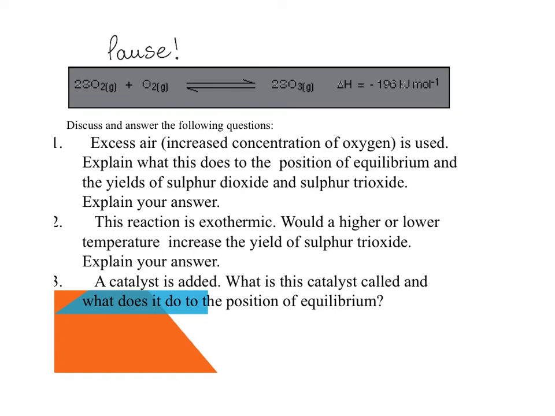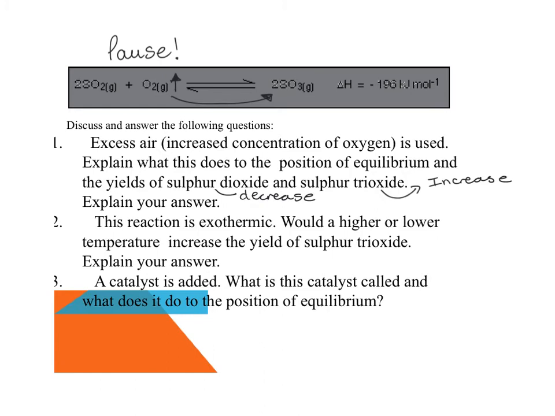Okay, so what we have most probably learnt about today in another bit of this lesson when we did reversible reactions. So excess air, increased concentration of oxygen is used. Explain what this does to the position of the equilibrium and the yields of sulfur dioxide and sulfur trioxide. Explain your answer. Okay, so when you increase the concentration on this side, it shifts the reaction towards the products. Okay, so it would increase the yield of this one, sulfur trioxide, but it would decrease the yield of sulfur dioxide because that's on the reactant side.